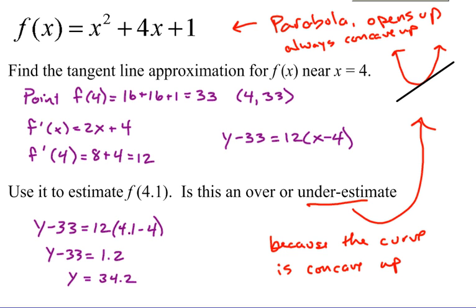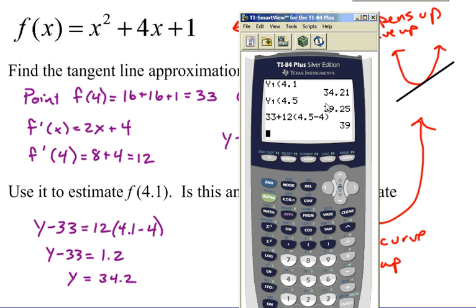And if we go back to our calculator here, recall that when we did this first estimate, we got 34.2. The actual was 34.21. So you'll notice this was an underestimate. It was less than the actual value.